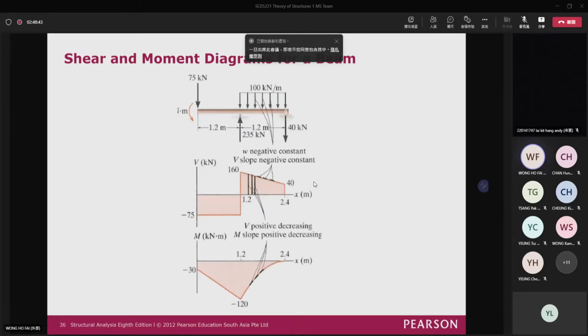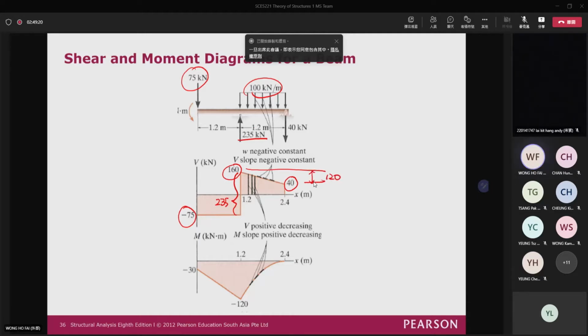So you can write down your case like that. Right here, you go down for 75 first. Then from here to here, you go up for 235 because you have a 235 kN to go up. You can see that your shear force will drop from 100 and 160 and then back to 40. But the slope here is constant because this one is a constant 100 kN per meter.